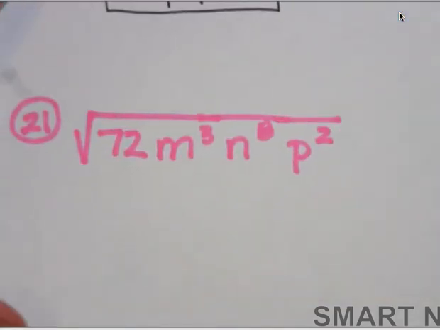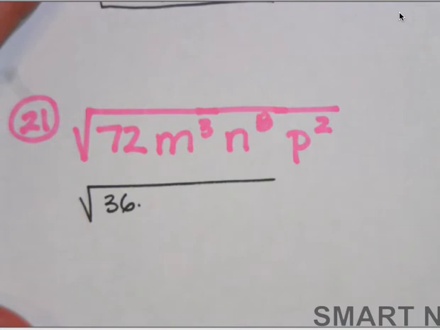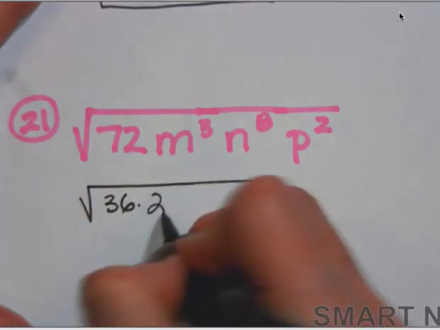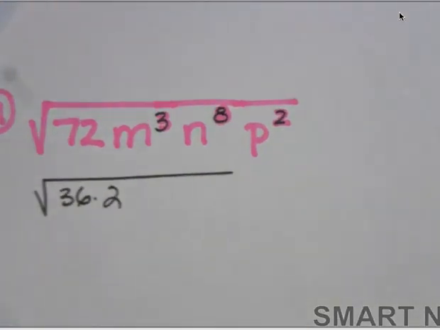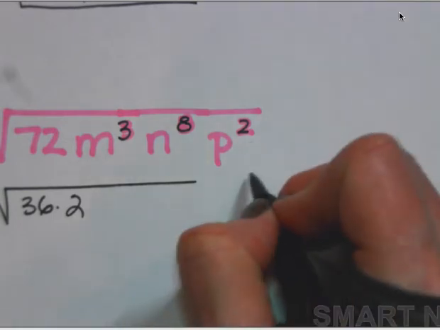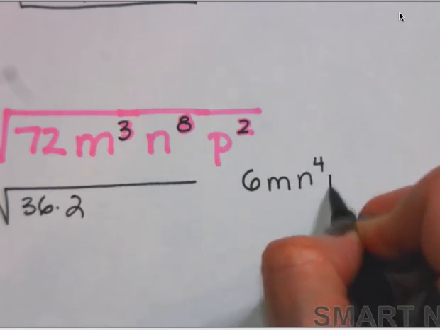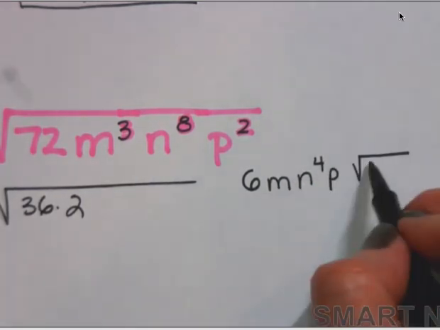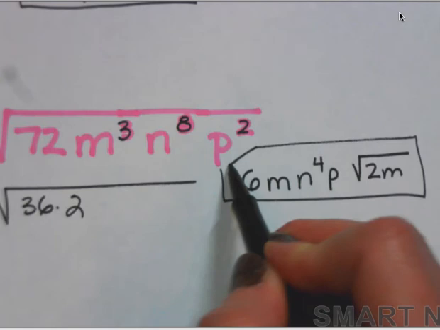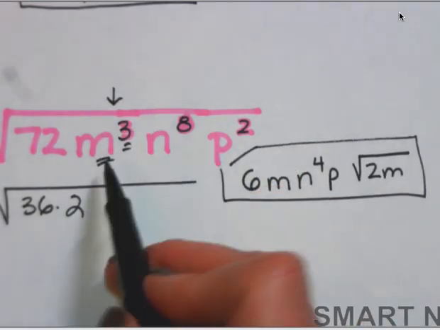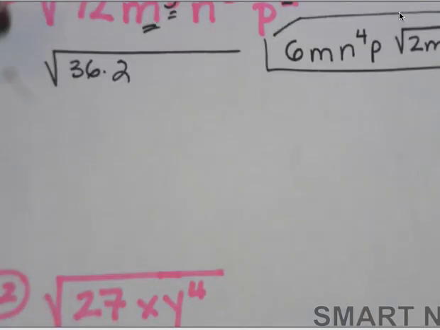Okay, let's look at number 21. So 21 is, let's see, this is 36 times 2. 36 times 2, and I've got m cubed. That's an 8 and a 2. So to just go ahead and make this a little bit faster, this is going to clean up as 6. And let's see, that's going to give me 1m, n to the 4th, and p. And then what's going to remain underneath the radical would be the 2 and then one of the m's. So anytime you have the variable raised to an odd power, one variable is always going to remain underneath the radical.